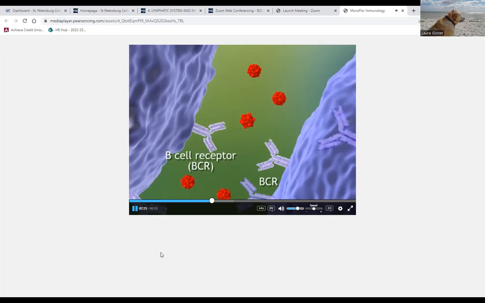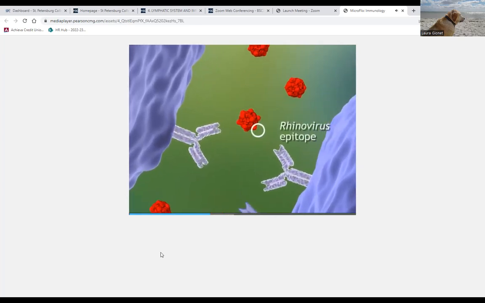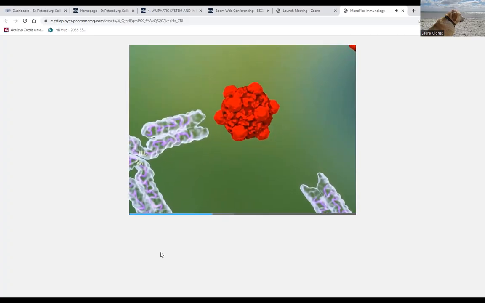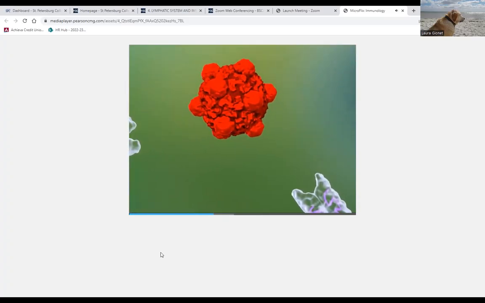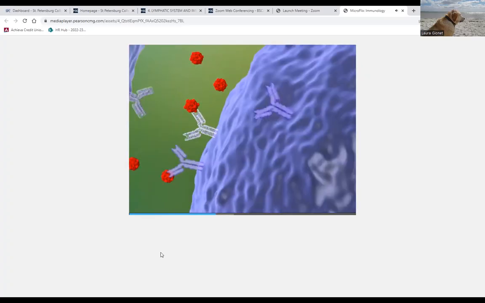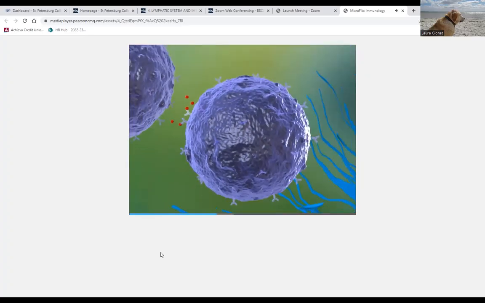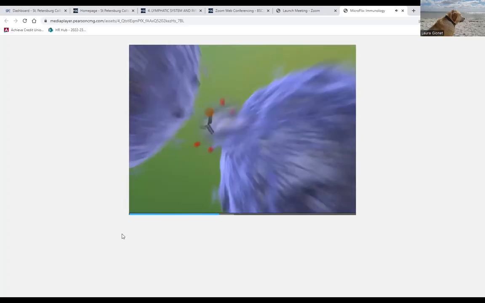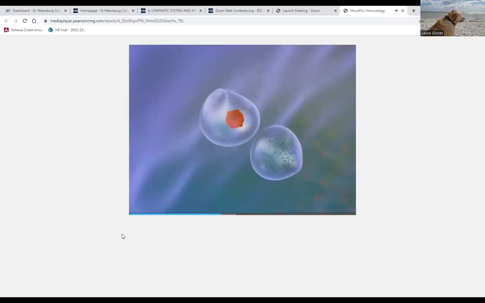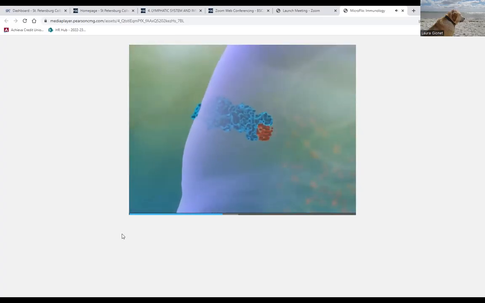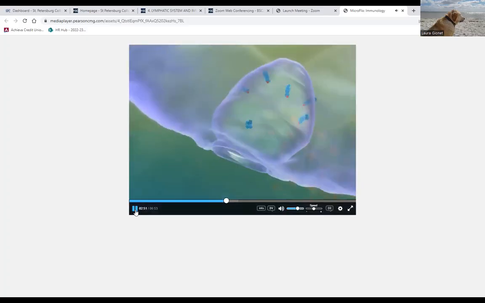Or BCR, to recognize only one specific epitope. The BCR on the left does not recognize the rhinovirus, but the BCR on the right does. And this B cell is selected for activation in a step called clonal selection. The selected B cell takes in the rhinovirus, degrades it, and presents the rhinovirus epitope with its MHC2.